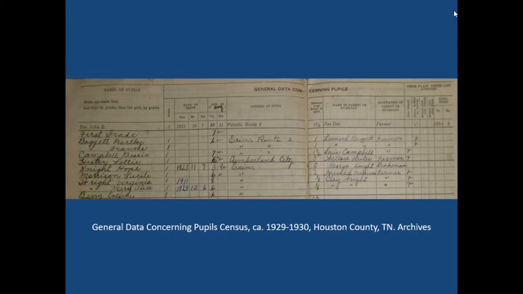Enrollment records. So what gets included in enrollment records? Student's name, which we always are looking for. Parents' names, which is wonderful to help us connect the parents with the students. Where they lived. We're always looking for where our ancestors lived. Maybe it will even give you an actual address. Many times we know the community or the city, but we want to know what road they lived on. Did it have a name? Did it have a number of the house, what number house that they lived in? So maybe you'll get that. And date of birth or the age of the student.